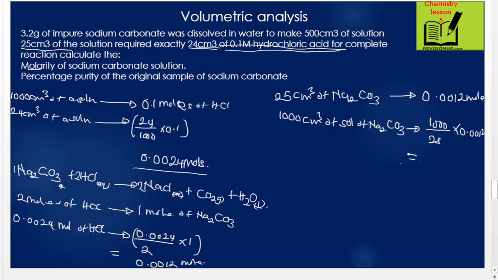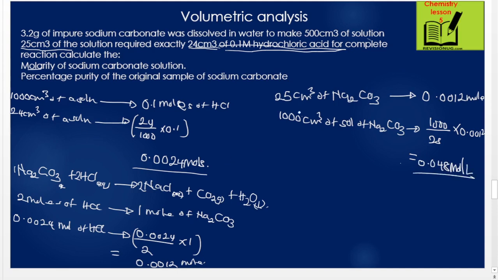This is 1,000 times 0.0012, then we divide it by 25. So what are we having? It is 0.048 moles per liter. Remember, it was molarity.